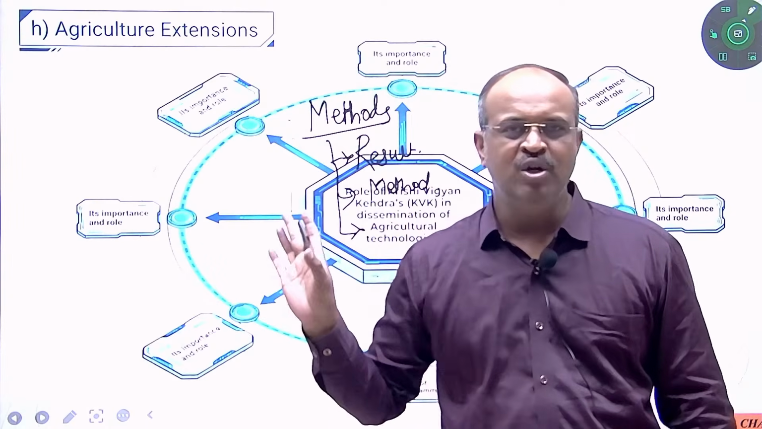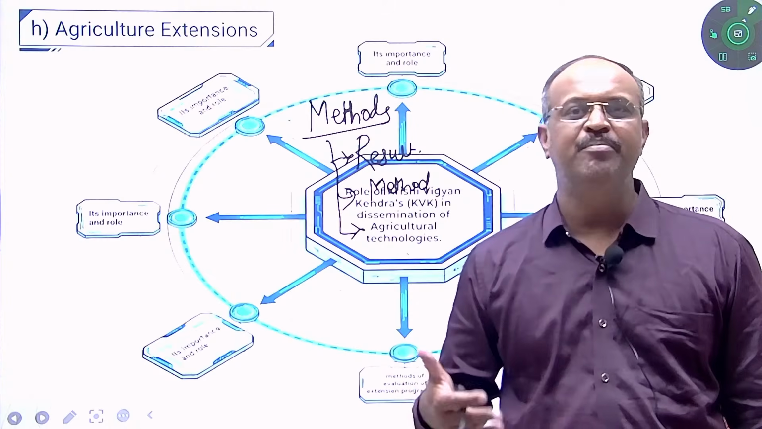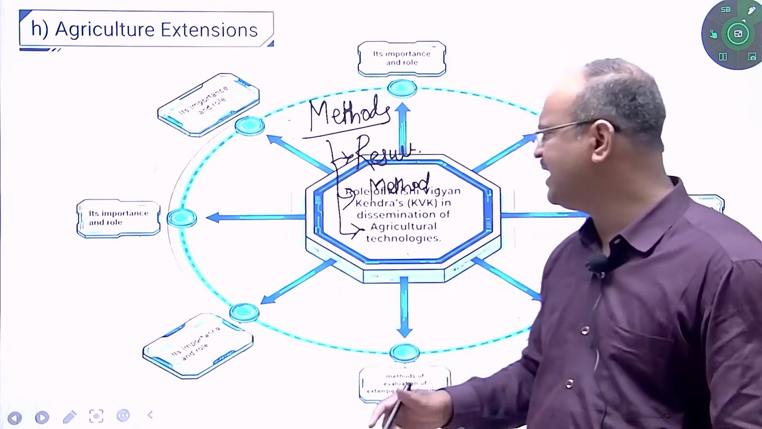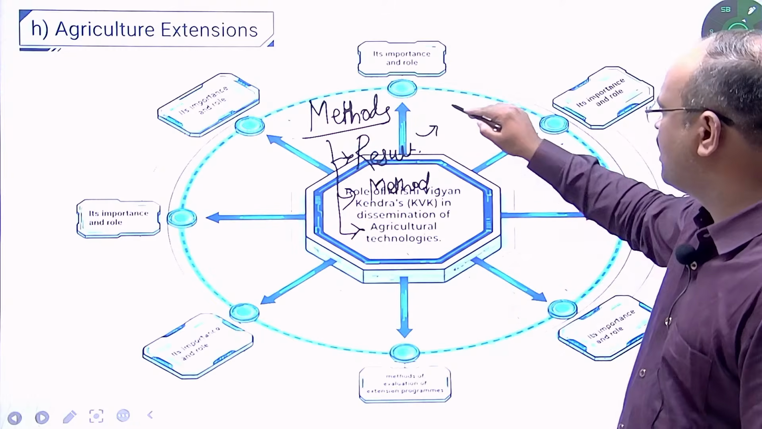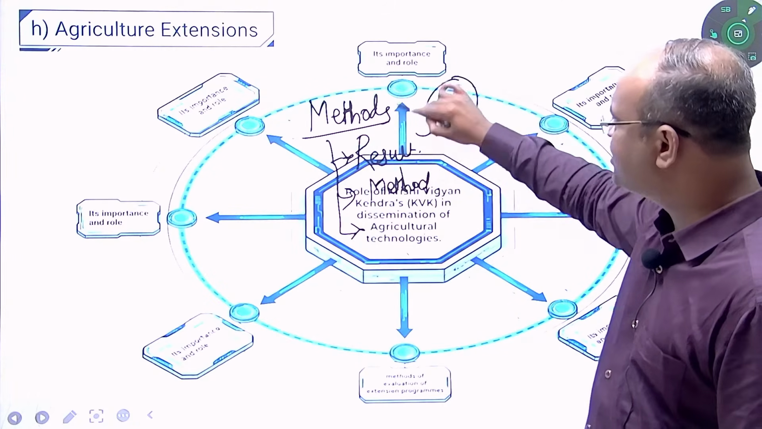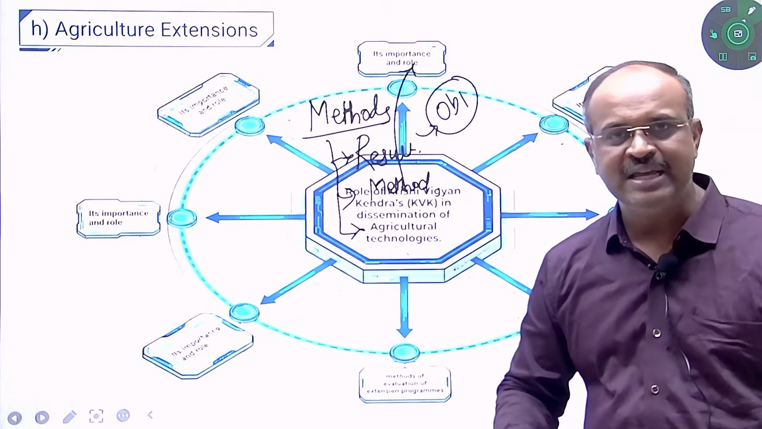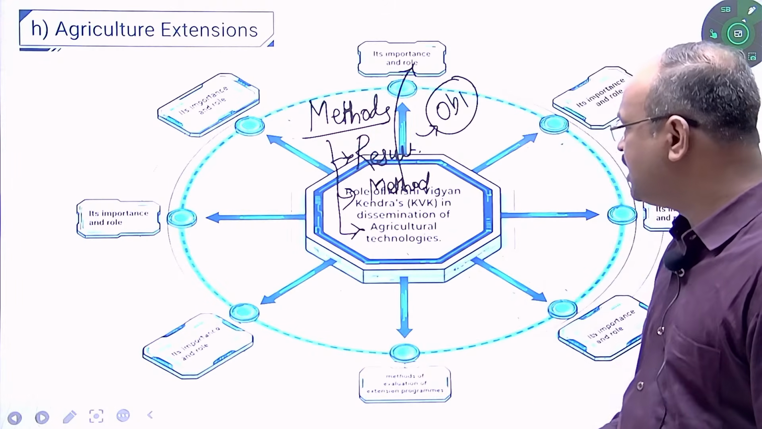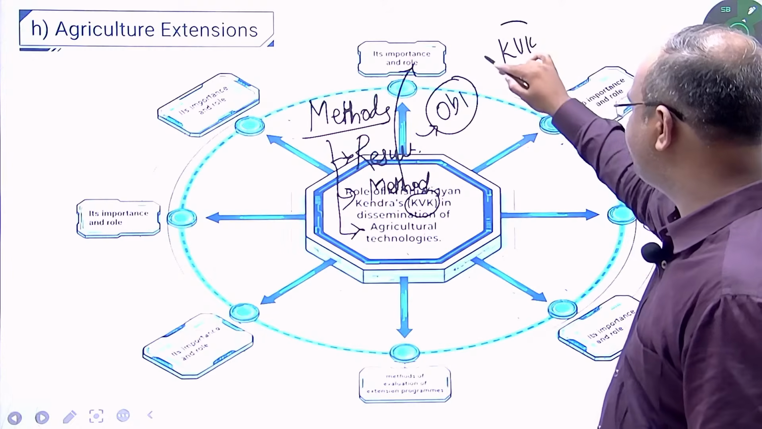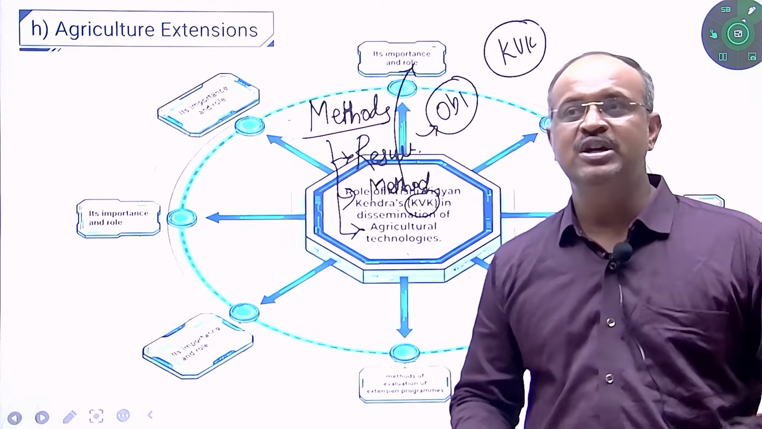So three to four important methods are there on which NABARD can ask questions, but basically it will be asked with respect to objective type questions. The extension, its importance and role, and the role of KVK are important. KVKs, Krishi Vigyan Kendras. What is the role of the KVKs? That can be asked.